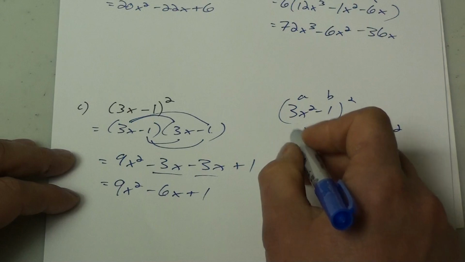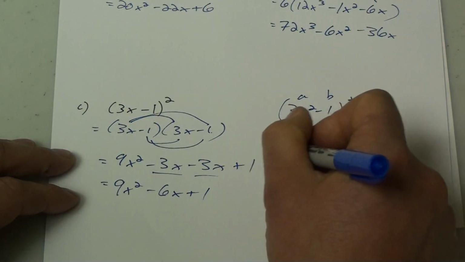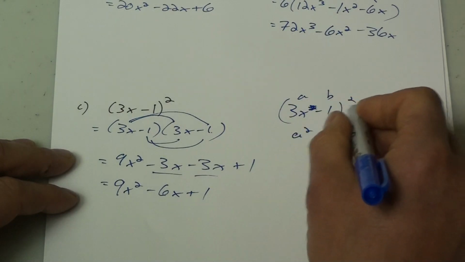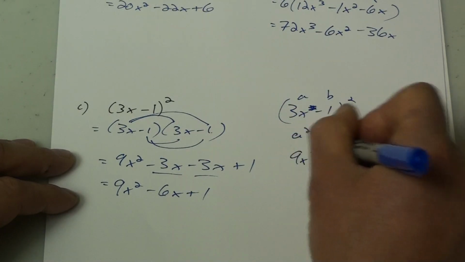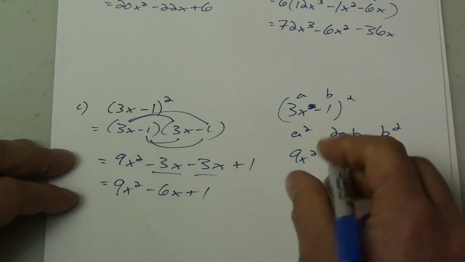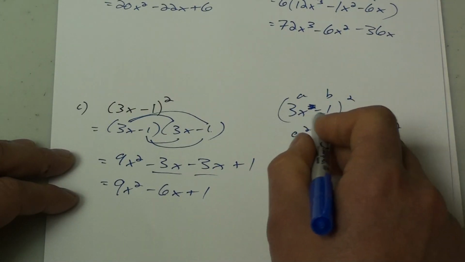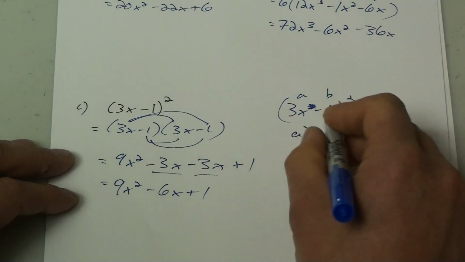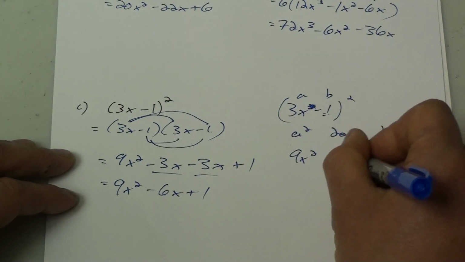So a squared, 3x squared, sorry, it was just a 3x. 3x being squared is going to give me 9x squared. My last term, my negative b being squared, is going to give me plus 1. And 2ab means multiply the two terms together and double it. So multiply the two terms together, it gives me negative 3x, and double it gives me negative 6x.